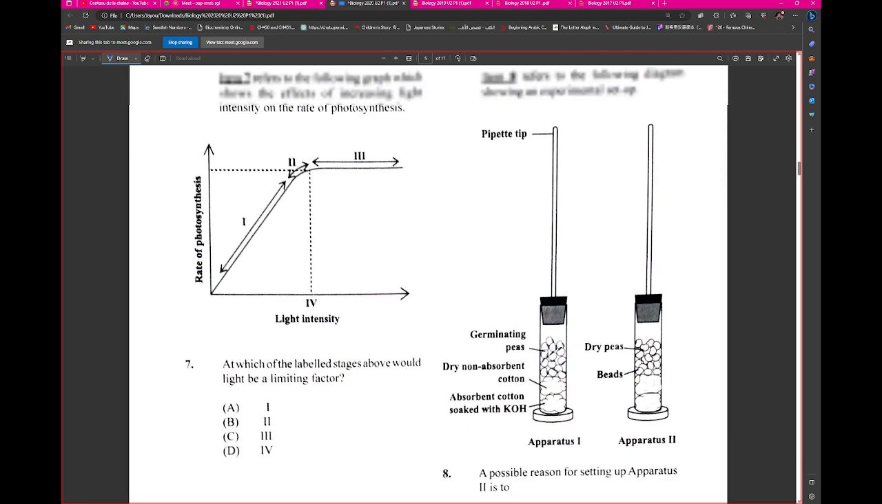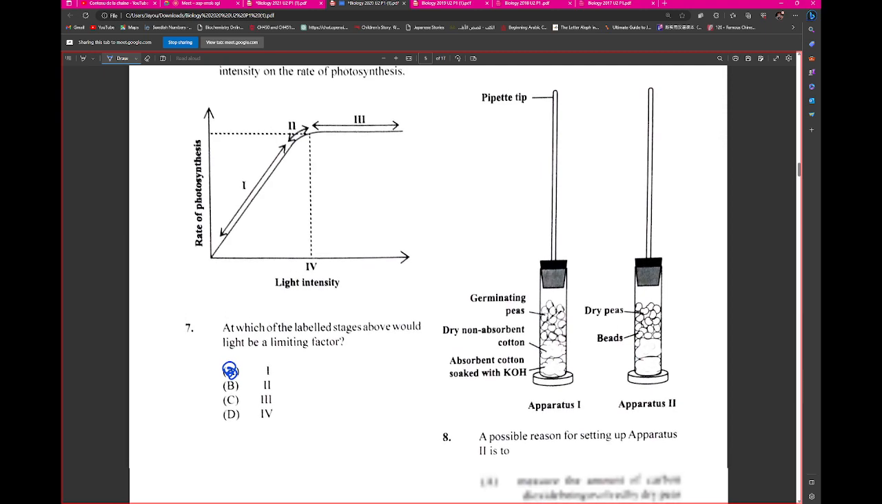It's a wonderful graph. At which other labeled stages above would light be a limiting factor? A, sir. A, wonderful. At 2, it's slowly losing its characteristic as a limiting factor, and then you would have 3. But if you had multiple choices for these, 1 would still be the best answer. 1 would be included. If you had 1 and 2, sure, but 1 would be the best answer.